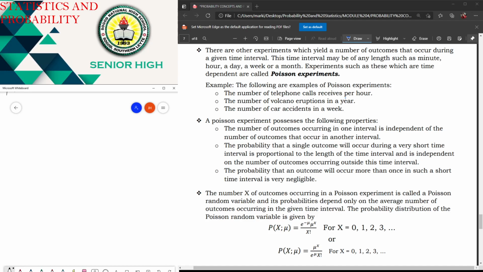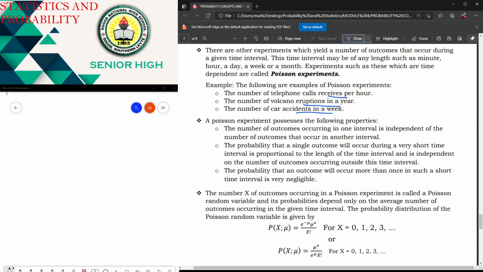For example, the following: the number of telephone calls received per hour, the number of volcano eruptions in a year, the number of car accidents in a week. Those are examples of a Poisson experiment. So calls received per hour, eruptions in a year, accidents in a week, like that.